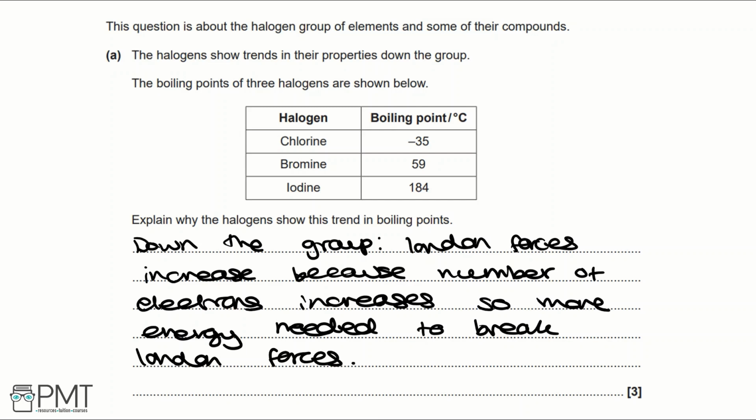To get your 3 marks for this question, you get your first mark for saying that London forces increase, your second mark for saying that electrons increase, and your third mark for saying that more energy is needed to break the London forces of attraction, or London forces.